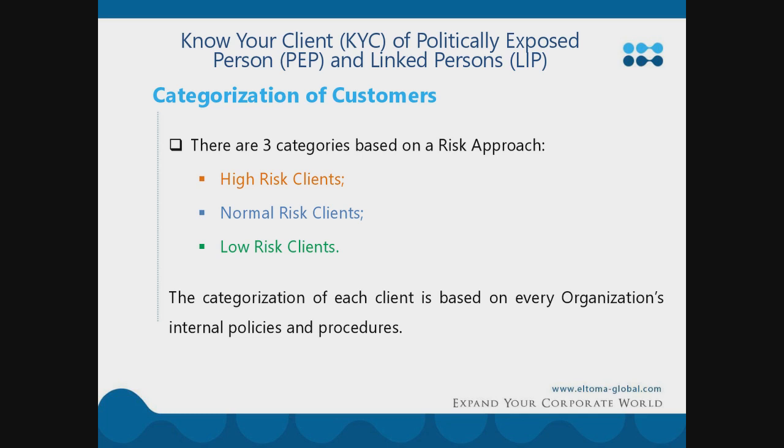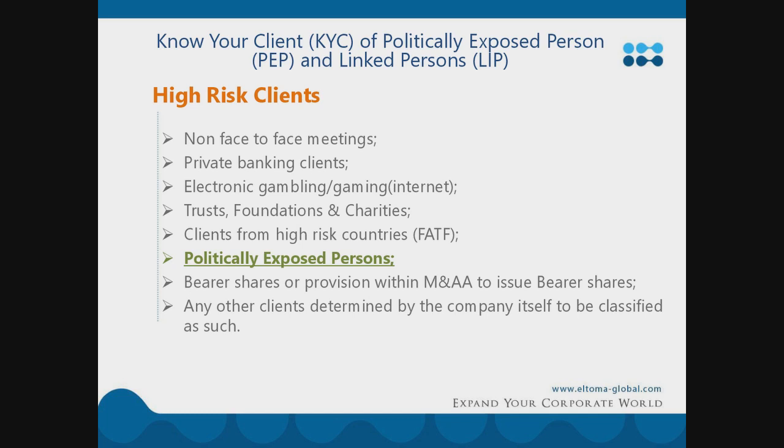Under the law, there are three categories of clients: high risk clients, normal risk clients, and low risk clients. Again, this categorization is based on a case by case issue, and today we will directly cover only high risk client, exactly politically exposed person. So a politically exposed person is a person who always will be a high risk client. I will explain to you why.